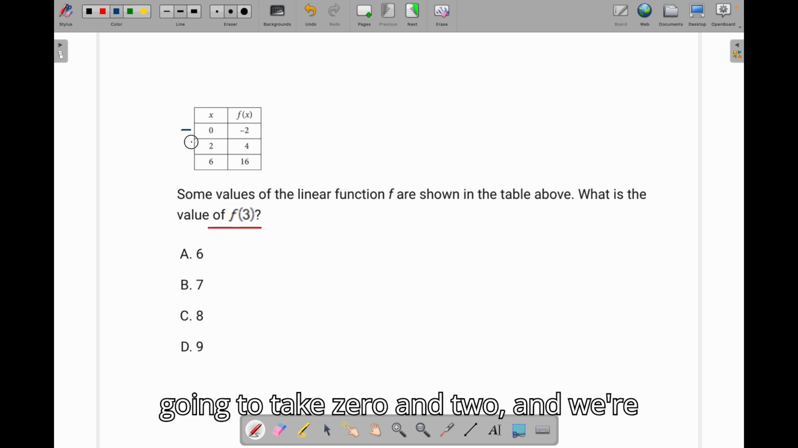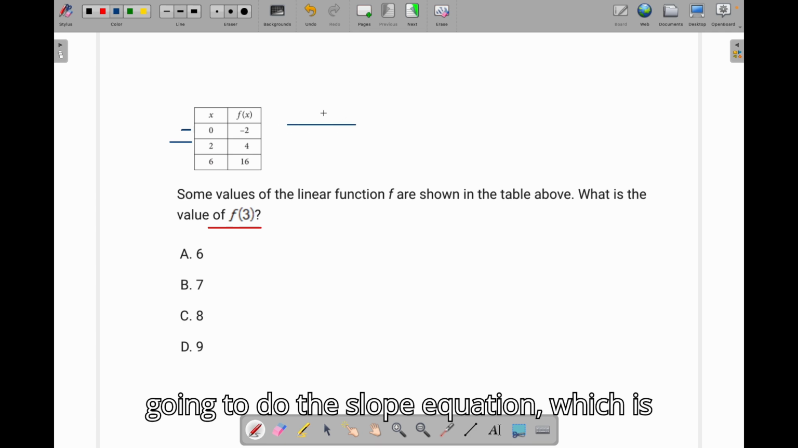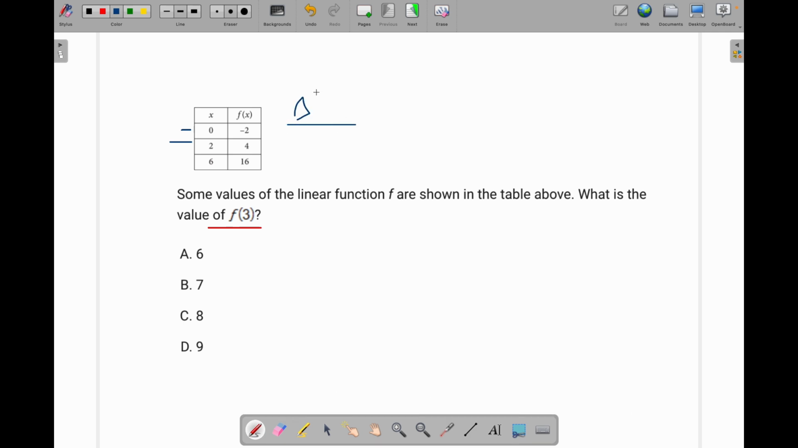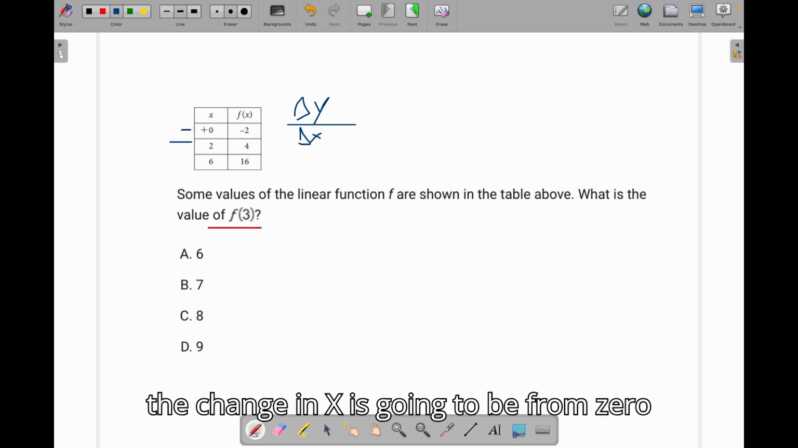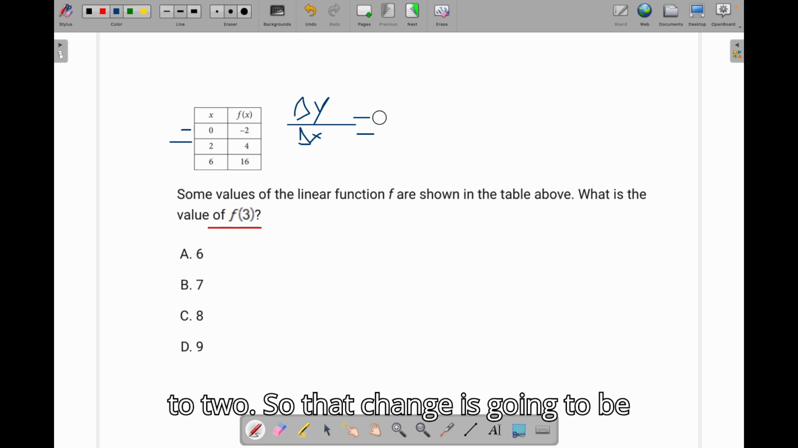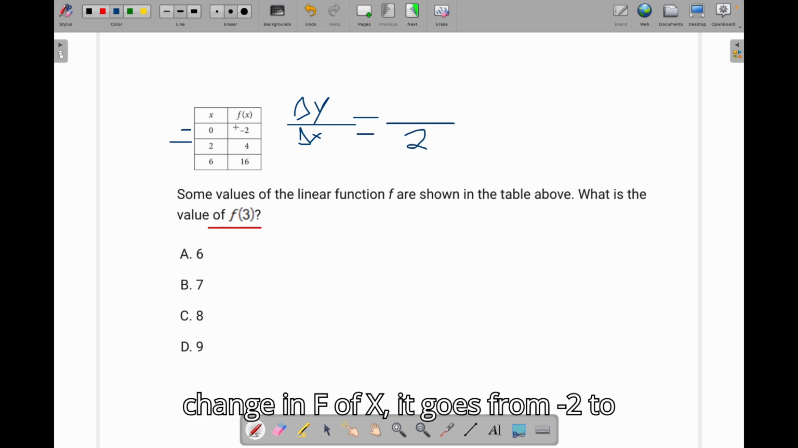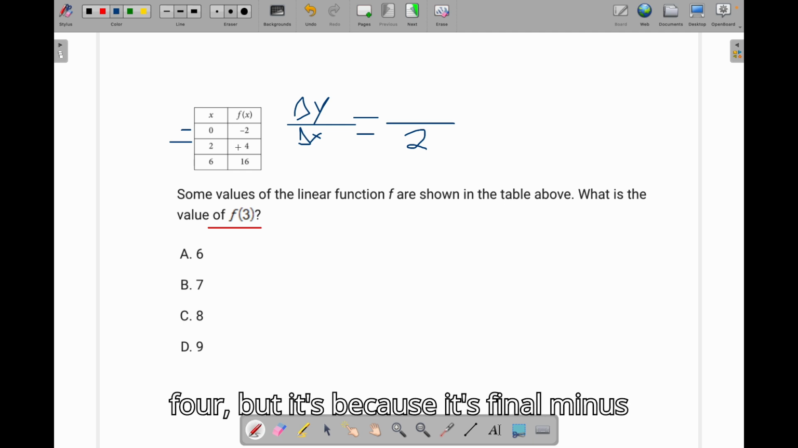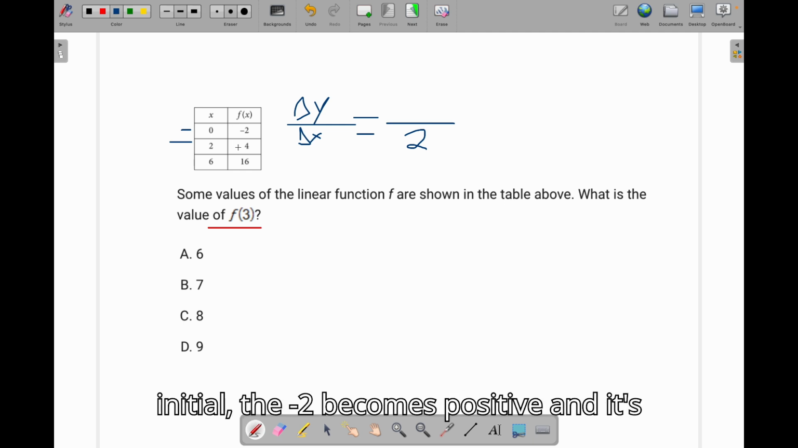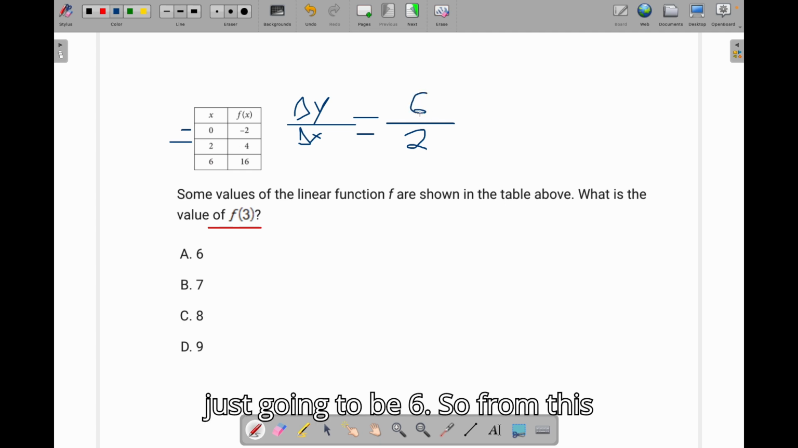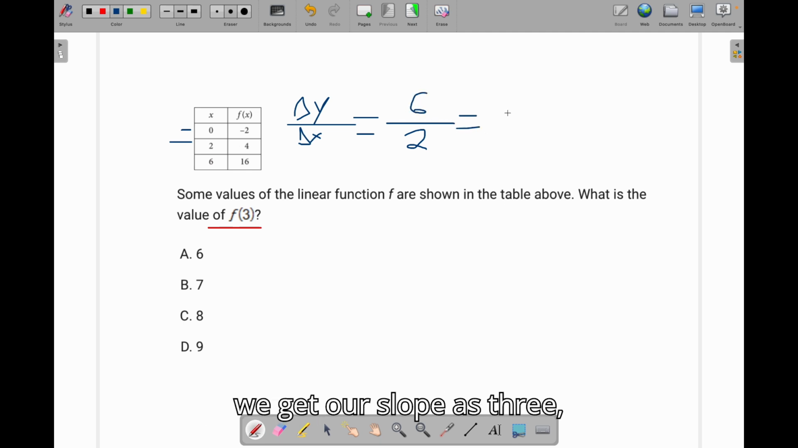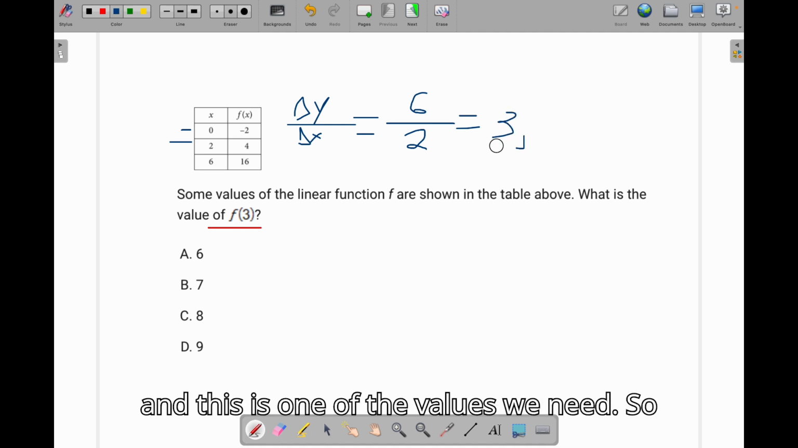We're going to take 0 and 2, and we're going to do the slope equation, which is our change in y over our change in x. So the change in x is going to be from 0 to 2, so that change is going to be 2. And then the change in f of x goes from -2 to 4, but because it's final minus initial, the -2 becomes positive, and it's just going to be 6. So from this, we get our slope as 3. And this is one of the values we need.